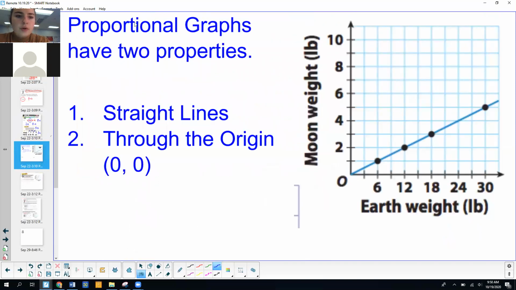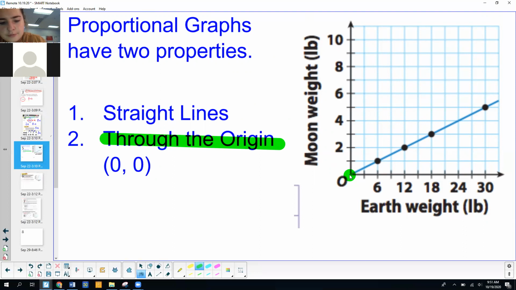All right, proportional graphs. So we're going to talk about this a little bit. So proportional graphs have 2 properties. The first property is that they're straight lines. So nothing like a curve or anything, always going to be straight lines. The second thing is that proportional relationships, proportional graphs, they go through the origin. So the origin is right here. That means 0, 0 on a graph.